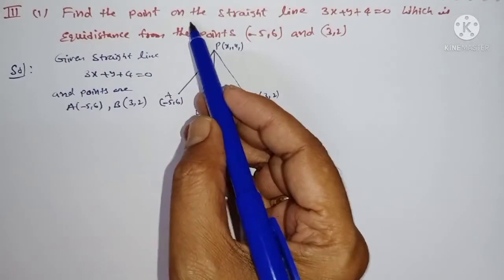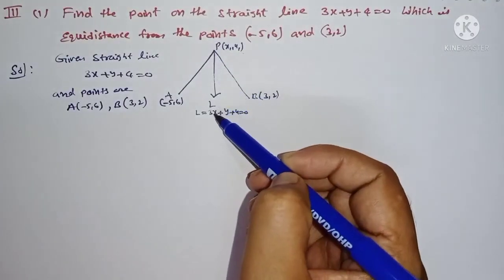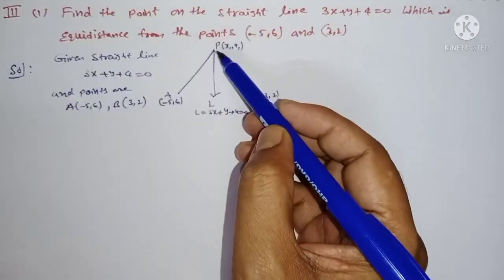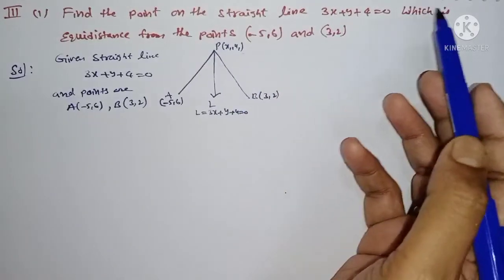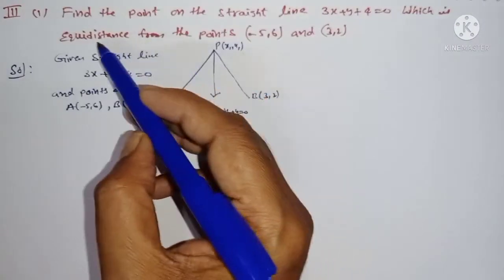Find the point on the straight line. It is a straight line, as you can observe here. The straight line equation is 3x + y + 4 = 0, and the point we want is equidistant from two given points.